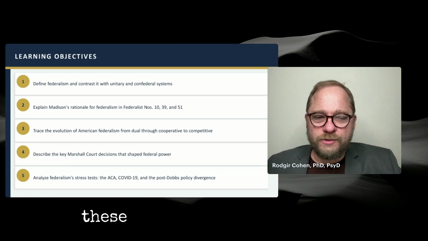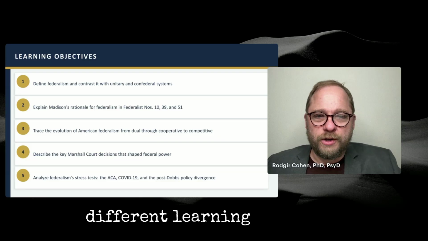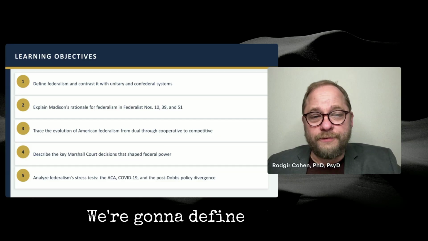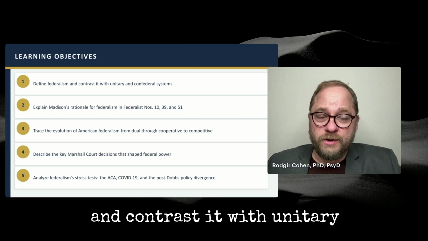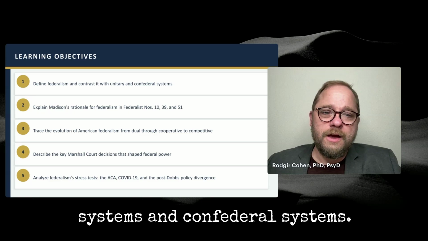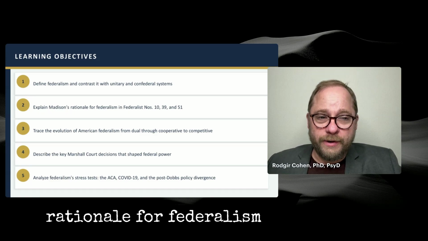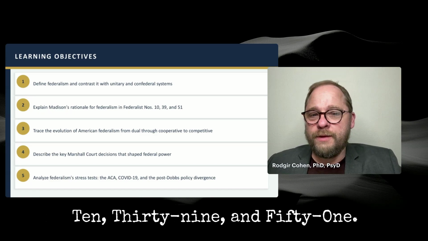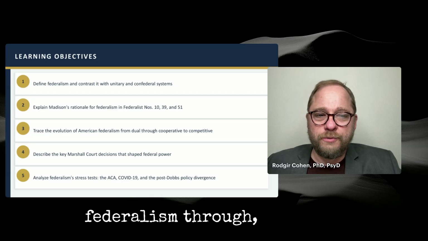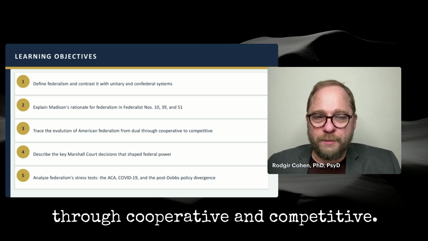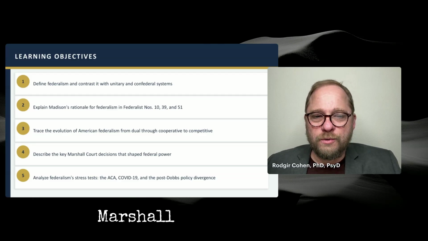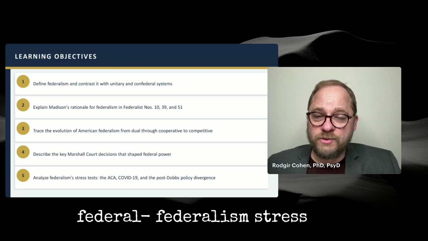We're going to look at some of these reasons through our 5 different learning objectives that you see on the screen. We're going to define federalism and contrast it with unitary systems and confederal systems. We're going to explain Madison's rationale for federalism in Federalist 10, 39, and 51, trace the evolution of American federalism from dual through cooperative and competitive. We're going to describe the Marshall Court and analyze federalism stress tests.